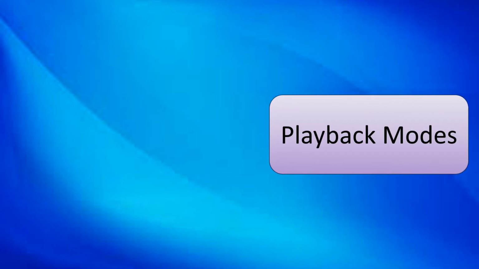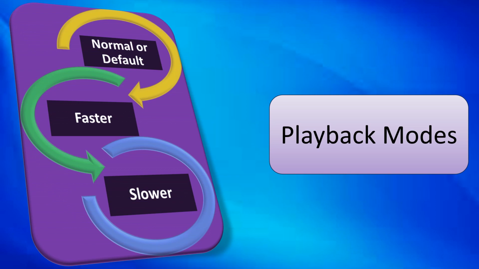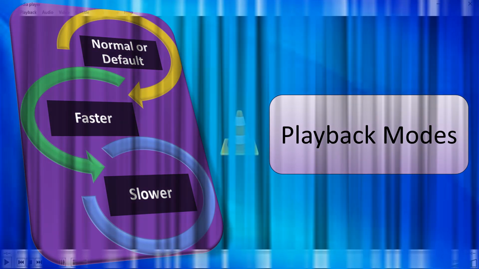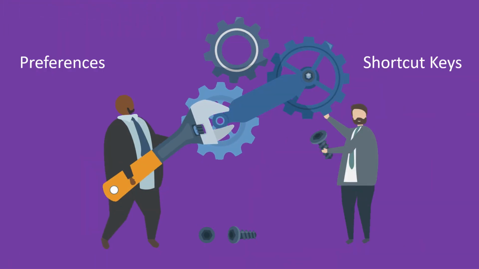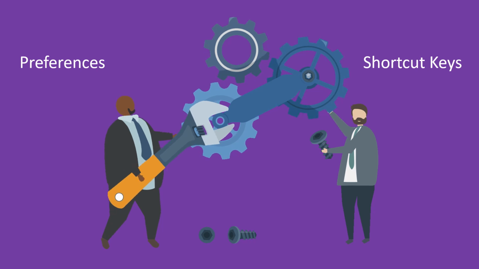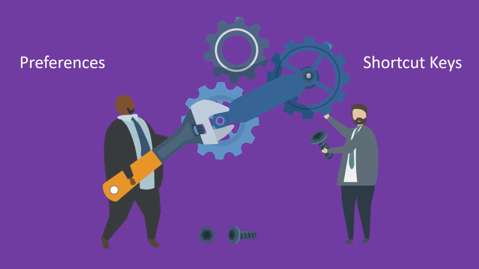Modes of playback speed are normal or default, faster, and slower. In VLC Player, you have full control over the playback speed of any video or audio. You can control the playback speed by using preferences or by applying shortcut keys.